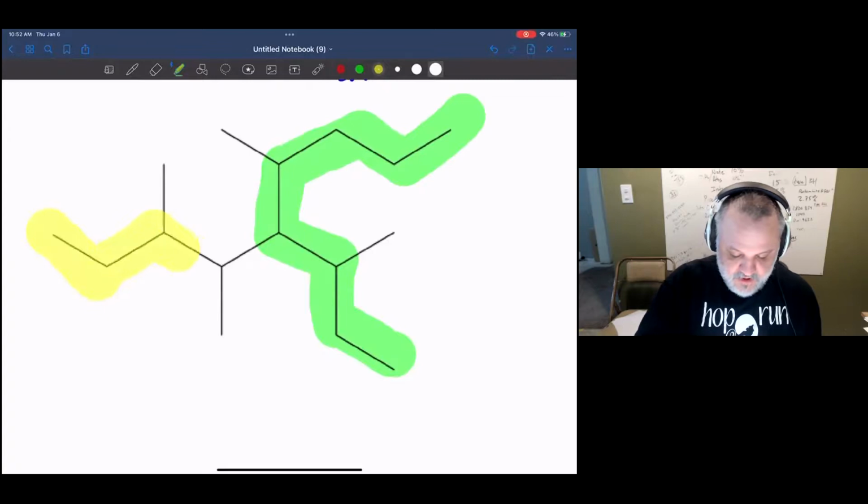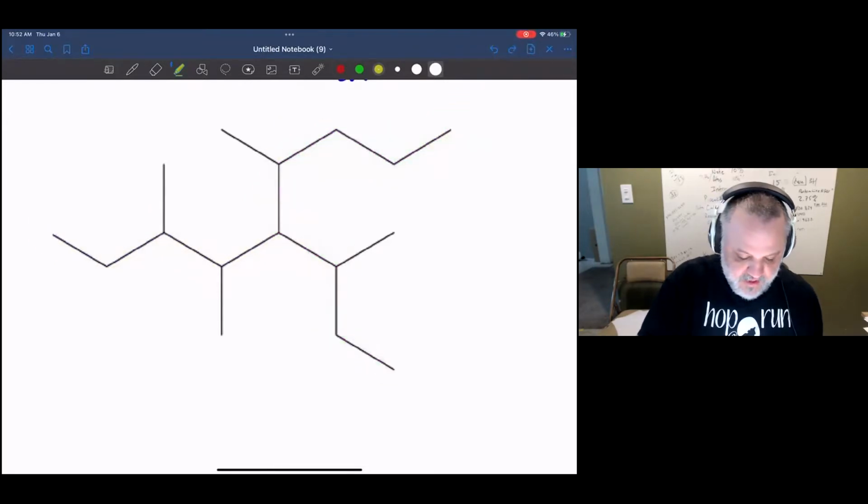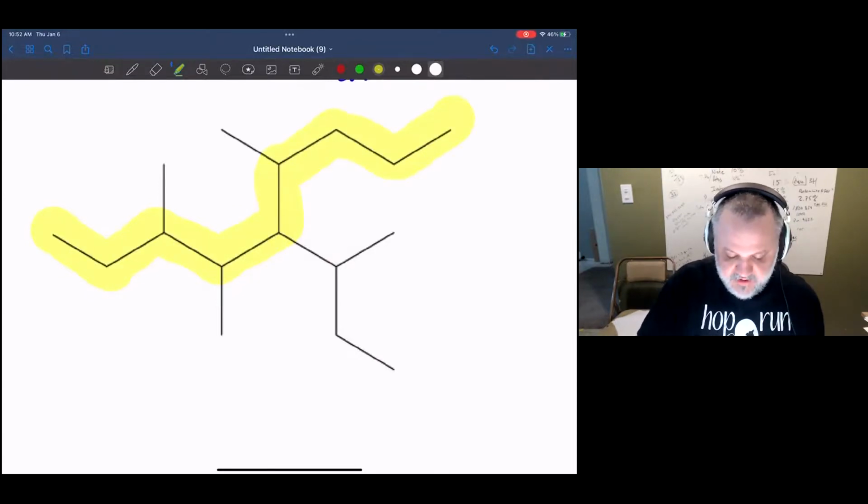1, 2, 3, 4, 5, 6, 7, 8, 9. There's 9. So again, the green path is no longer the correct path because we have a path that has 9. Is there a path that's longer than 9? It doesn't seem like there's going to be. And so this is the only possible path that would be correct. It's 9 carbons.